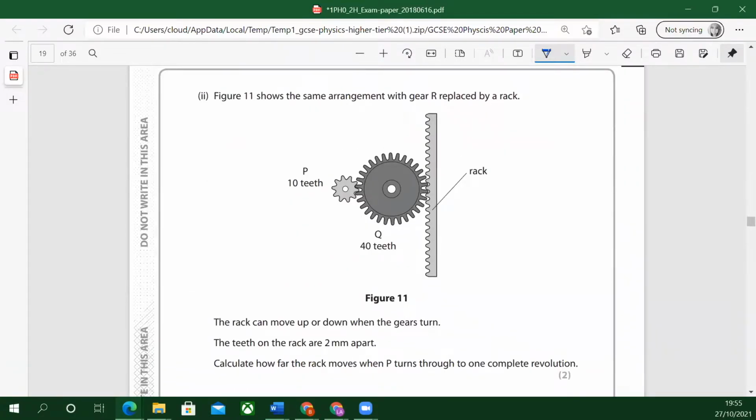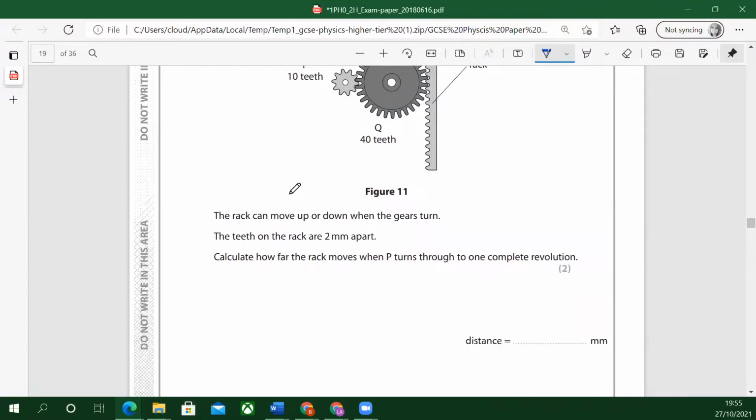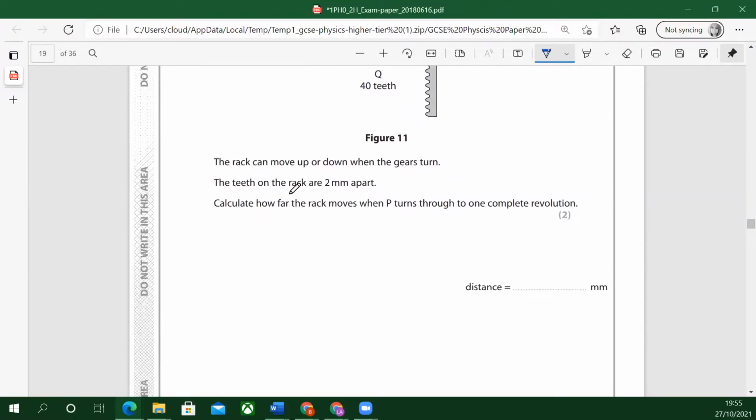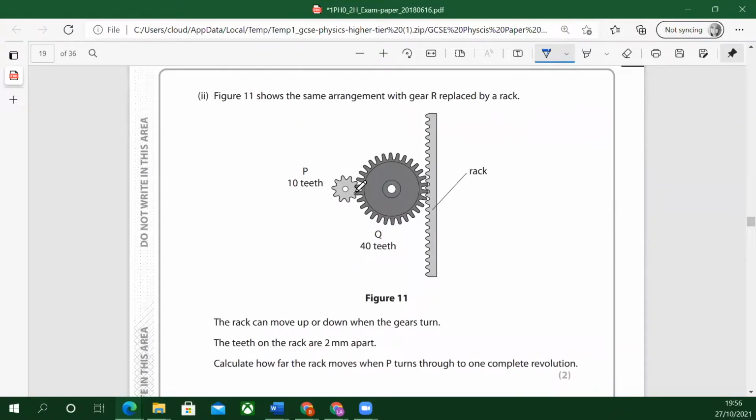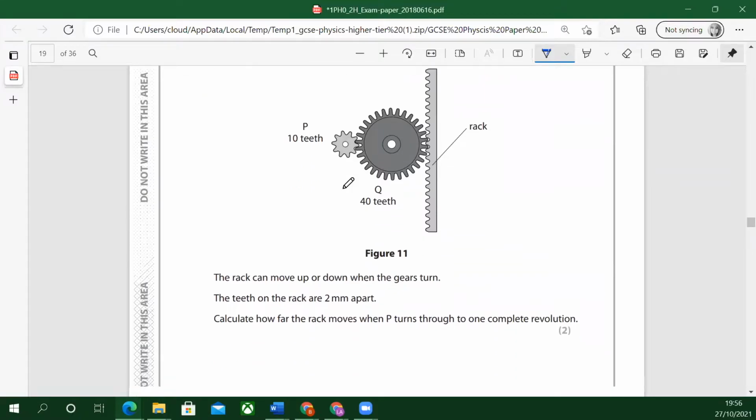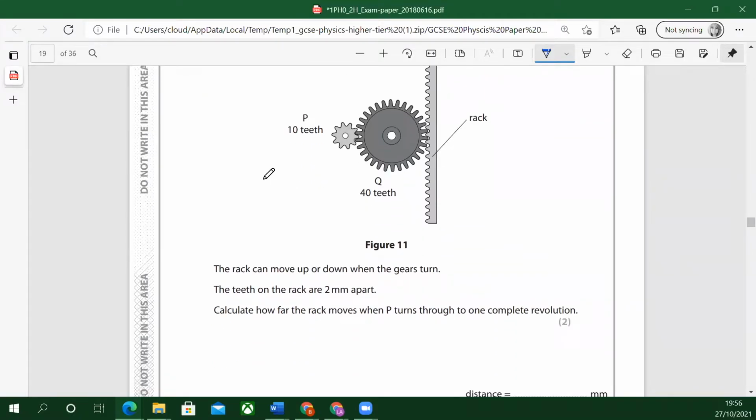Figure 11 shows the same arrangement with gear R replaced by a rack. A rack is just teeth on a straight line. 10 teeth, 40 teeth. The rack can be moved up or down when the gears turn. The teeth on the rack are 2 millimeters apart. Calculate how far the rack moves when P turns through 1 complete revolution. So P is this one, 1 complete revolution.